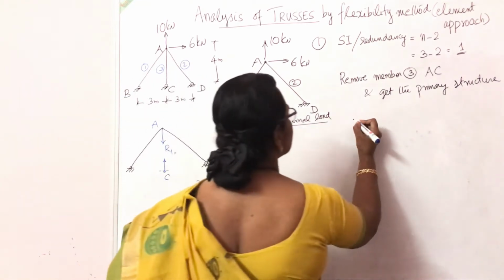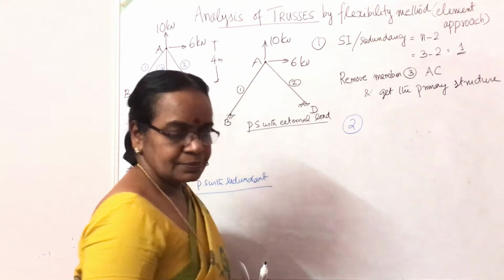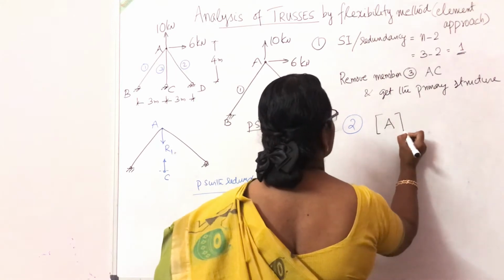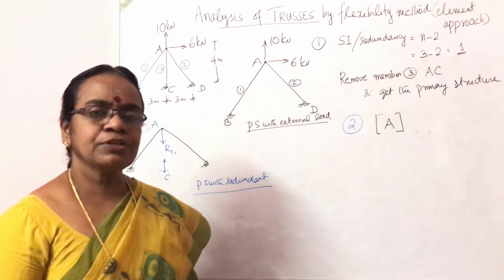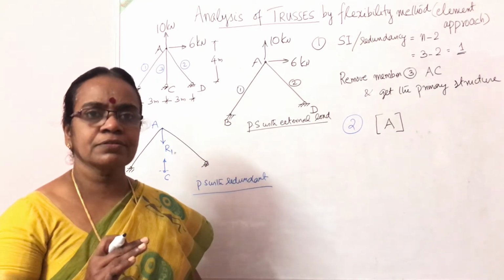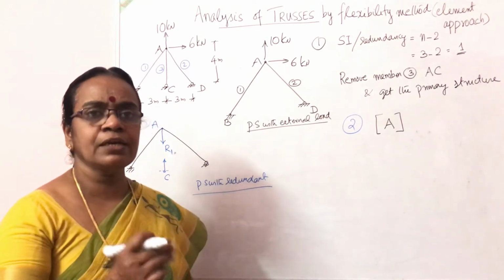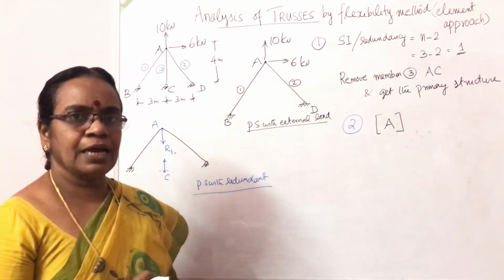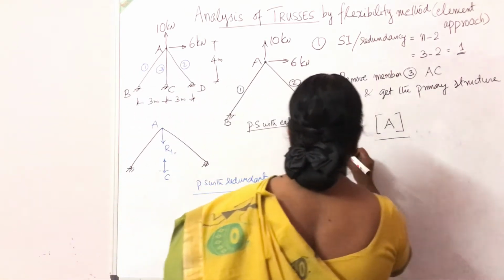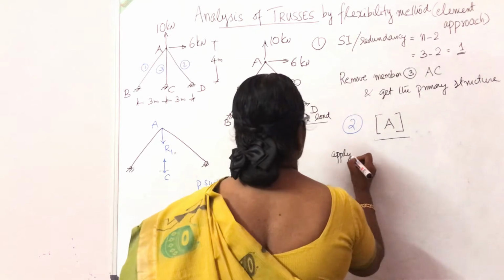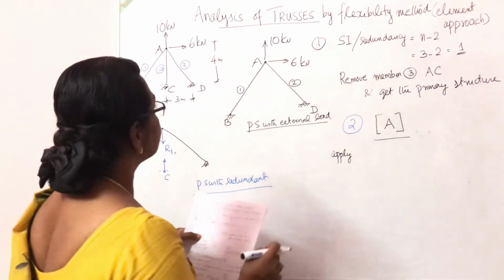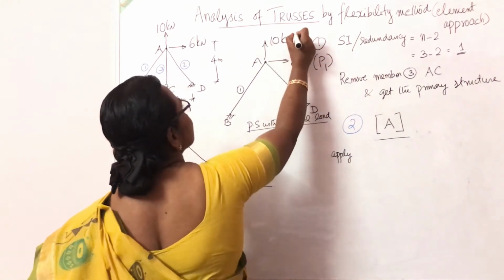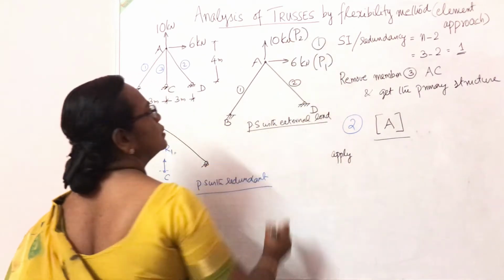Now coming to step 2. Step 2 is to formulate the force transformation matrix A. The definition of the force transformation matrix is the matrix which connects the element forces and nodal forces. Apply a unit value of the nodal force and obtain the forces in the elements. So what we have to do is apply a unit load in one direction. Let me assume the first force as P1, the horizontal force, and this 10 kilonewton I will assume as P2, the second force.